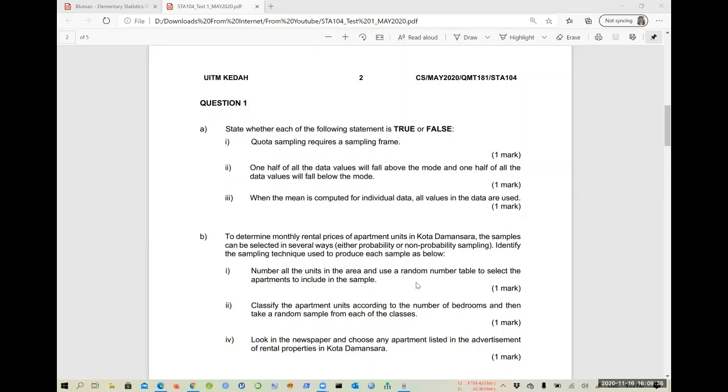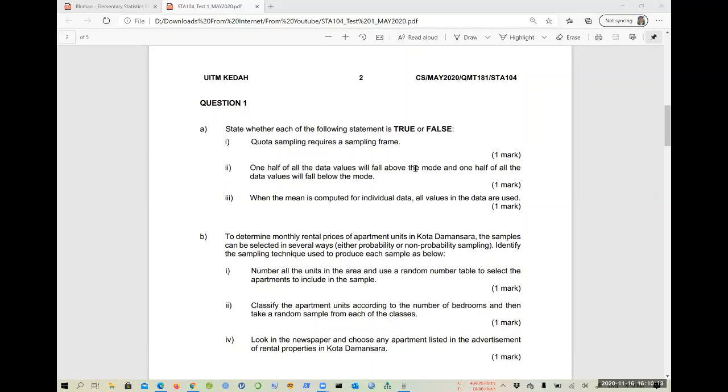In this case, the first question asks you, quota sampling requires a sampling frame. So is this true or false? What's your answer? Do quota sampling require a sampling frame? Do they require a sampling frame or not? So in this question, what is a sampling frame? Let me give some revision on this one. What is actually a sampling frame?